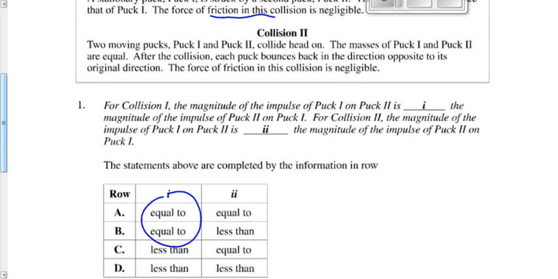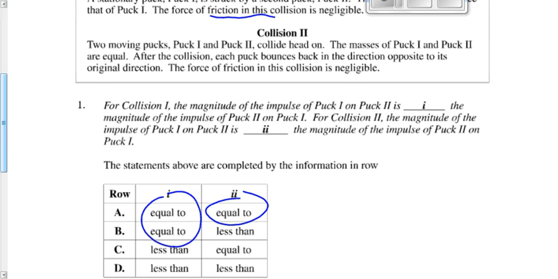What about collision 2? For collision 2, the magnitude of the impulse of puck 1 on puck 2 is equal to. Again, for the exact same reason. It doesn't matter that the masses are the same here. In the end, if one guy gains 10, the other guy's got to lose 10. Otherwise, momentum has disappeared somewhere. That can't happen.